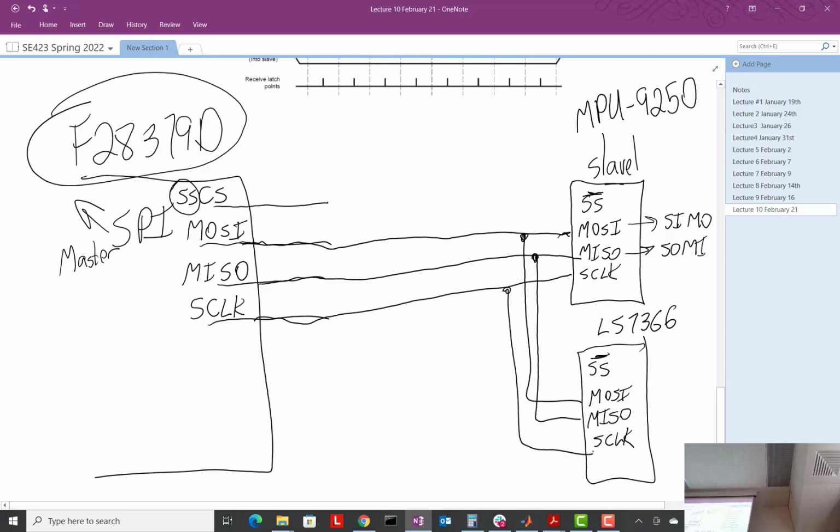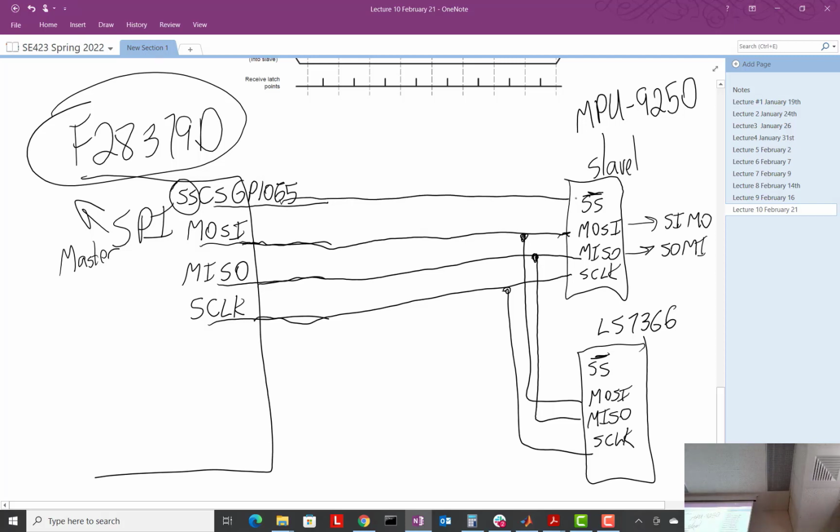So using those same 3 wires for all the chips you're talking to, the only thing that's unique is this slave select. Okay? So if you're talking to 2 chips, you need to have 2 slave selects over here on your 28379D. And now the nice thing is, even though we think of it as a slave select, we're just going to keep it as a GPIO. So I think it's GPIO 65 we happen to use for the slave select of the MPU 9250.